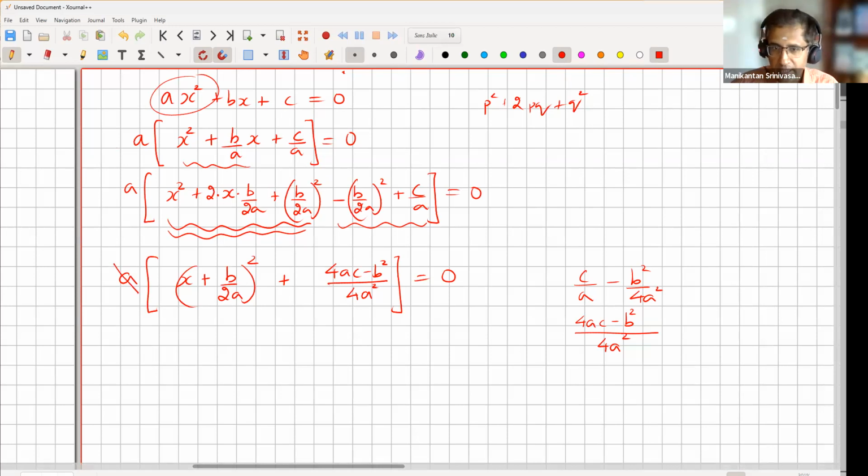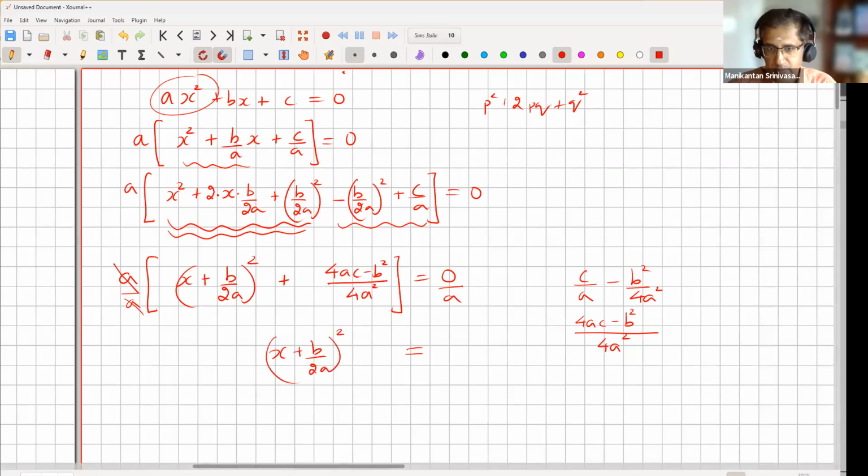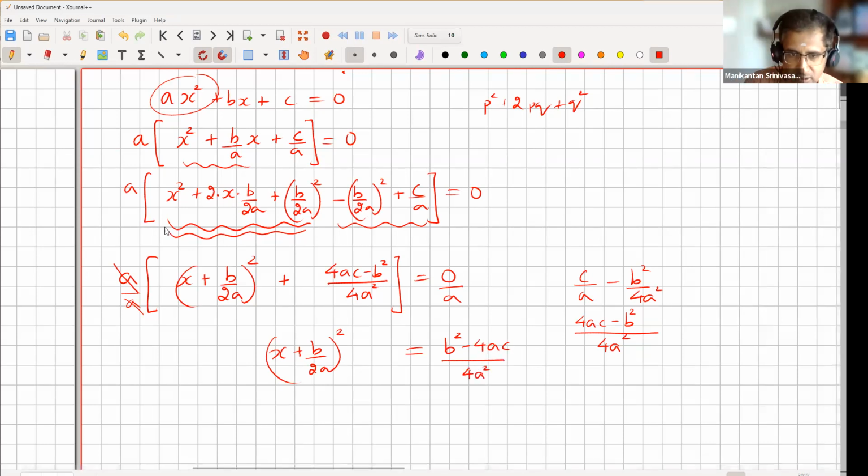Strike meaning what? We can divide both sides by a. The mathematics does not have a striking operation. We are dividing both sides by a and saying a gets cancelled. Here on the right hand side, 0 by a is 0. Okay, so which means my x plus b by 2a the whole square is, if I move the 4ac minus b square to this side, it becomes b square minus 4ac whole upon 4a square. So you can start smelling the answer is almost there, right?